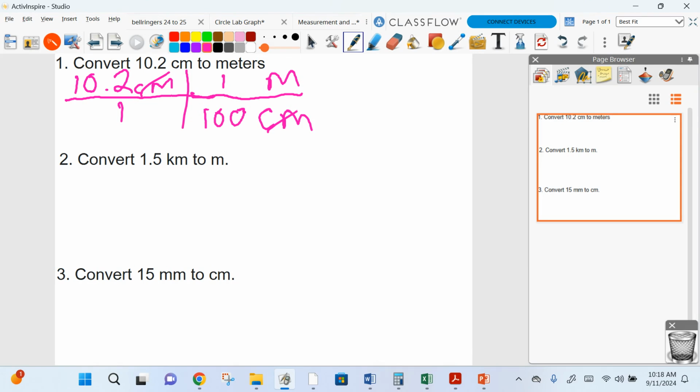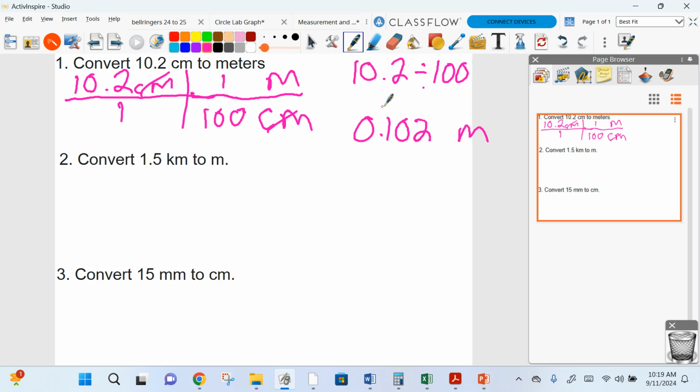Now it's time to type into a calculator. Numbers above the horizontal line are multiplication. You multiply. If a number is below the horizontal line, you're dividing. So, as I'm taking a look at this, I start out with 10.2. I'm going to divide by 100 since the 100 is below the horizontal line. And what I'm left with is 0.102, and that would be meters.